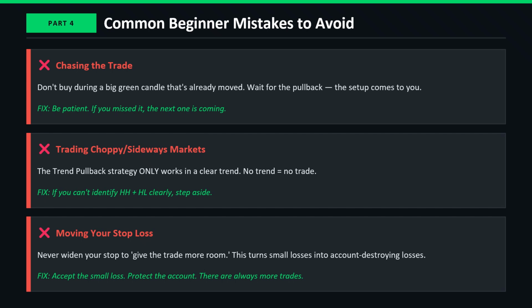And third, the most dangerous one, moving your stop loss. We talked about this. Do not widen your stop to give the trade more room. This single action has destroyed more accounts than any other. Accept the small loss. It's the cost of doing business. Protect your account for the next, better opportunity.